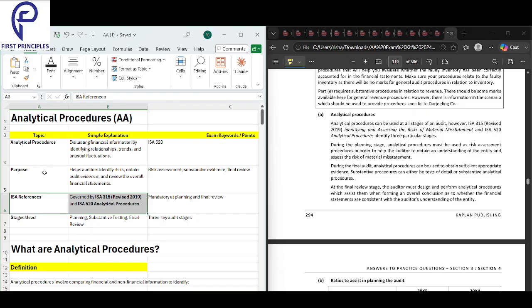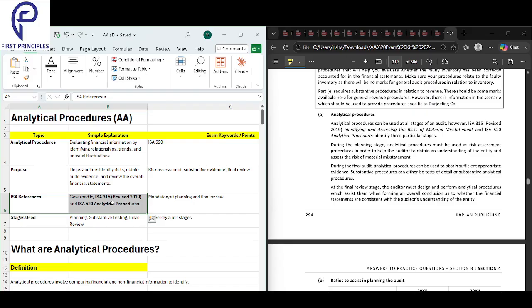So let's write it down, guys. Let's write down what is analytical procedure. Analytical procedure is comparison, right? It is comparison of information in order to identify the relationships, trends, and unusual fluctuations. You will do a lot of comparison of information. What is the ISA reference here? ISA 315 and ISA 520.